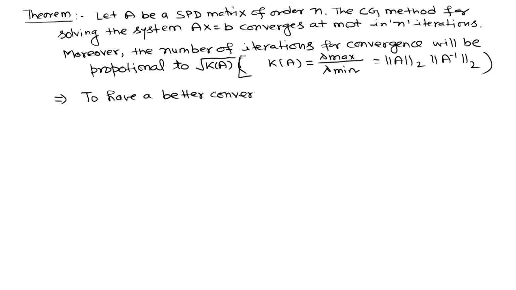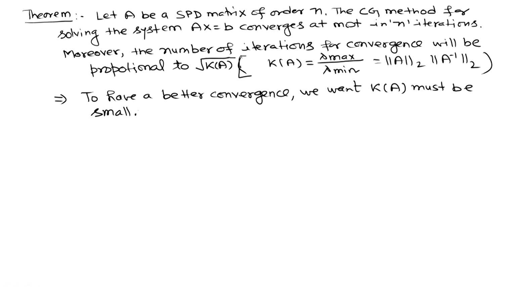So, to have a better convergence, we want the condition number of the coefficient matrix to be small.